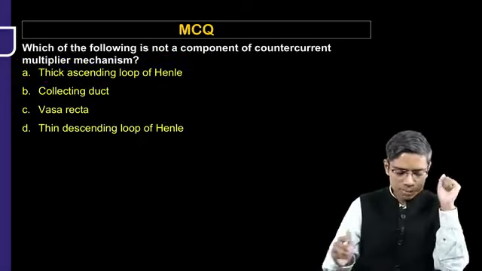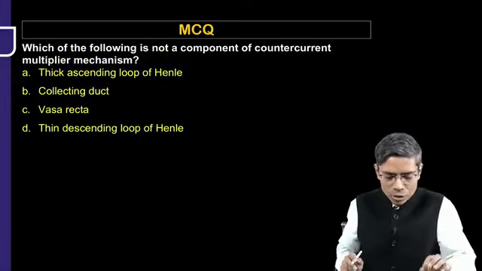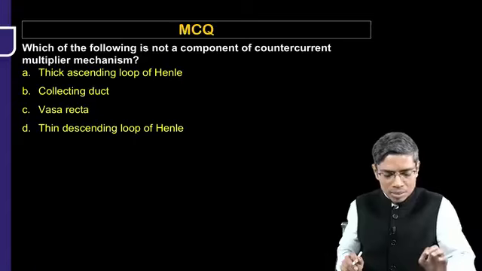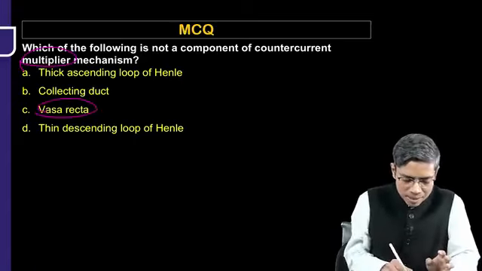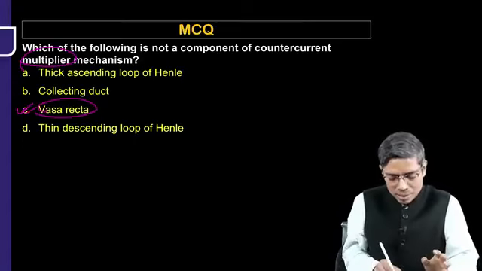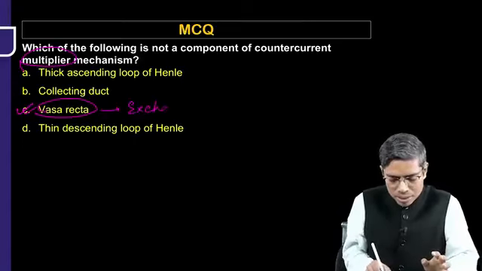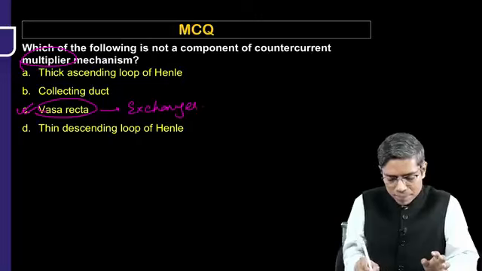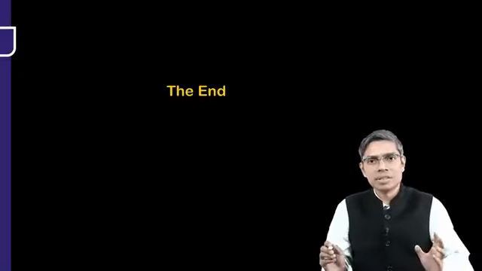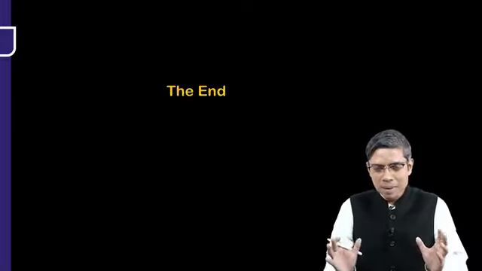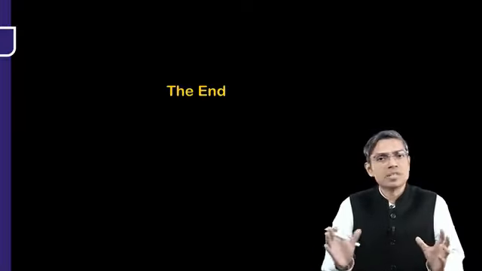Okay, next question. Which of the following is not a component of the countercurrent multiplier mechanism? So the question is about multiplier. Vasa recta is not responsible for multiplier because this is the countercurrent exchanger system, right? So this is all about renal physiology in brief. You have to read at least this much information.